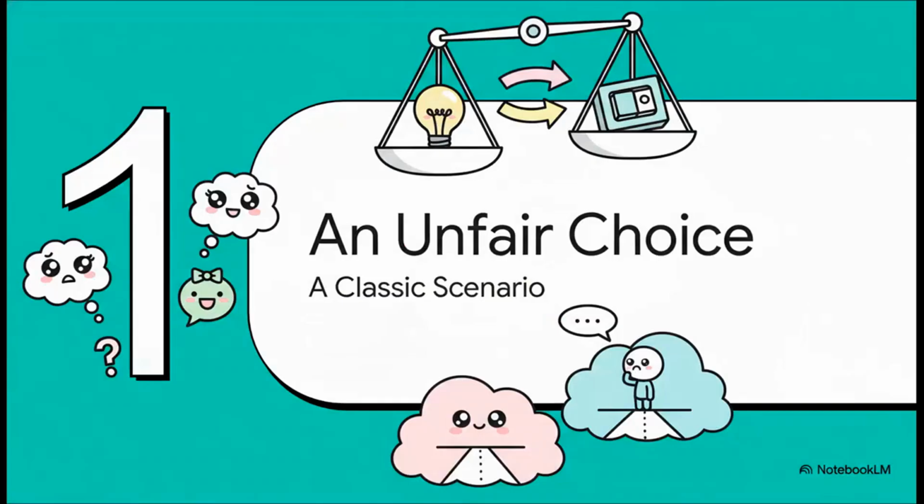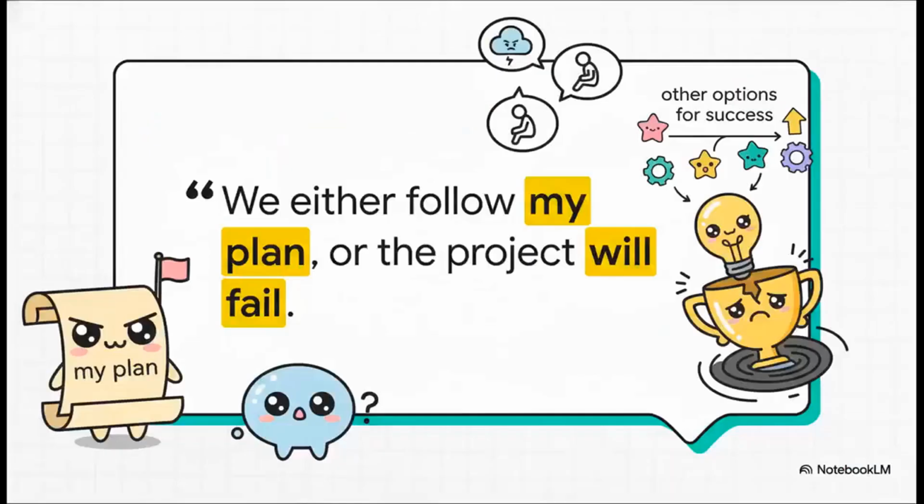So, to get started, let's just jump right in with a classic scenario. I'm pretty sure you've heard some version of this before. Imagine you're in a team meeting and someone says this. At first, it might sound convincing. It makes it seem like there are only two choices: follow this plan or fail. But is that really true? Could there be other ways to succeed?